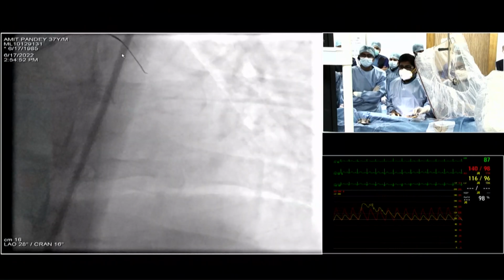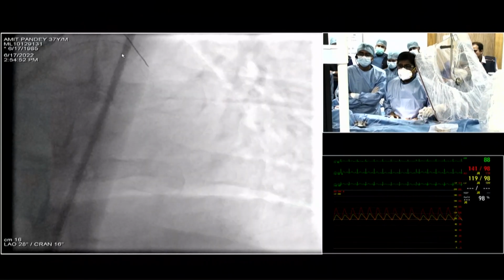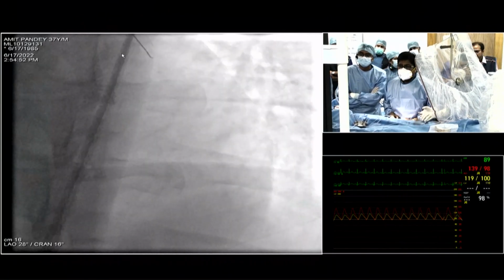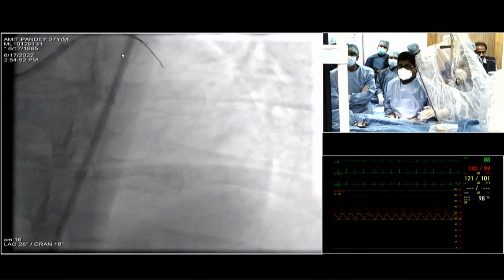So we'll let Dr. Goel work in peace. Guys, does anyone on the panel have any suggestions? What would you do in the situation? No, he has to take a dual lumen catheter, you know.